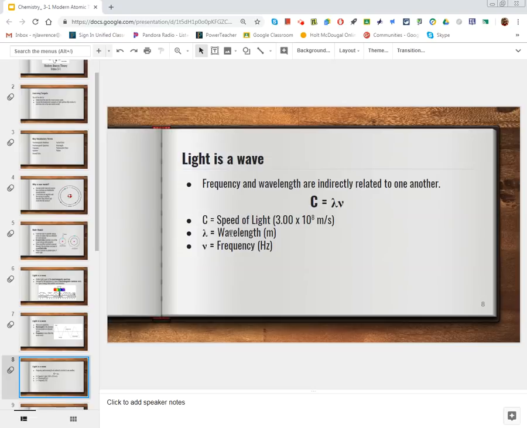Now, what's cool is if I can measure the wavelength, I can easily calculate the frequency. Or if I know the frequency, I can easily calculate the wavelength, because the speed of light is constant.